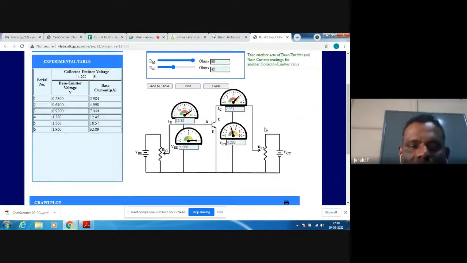What do you need to do? Input varies, output should be constant. In the output you set one value. That is the output value you put for this voltage, with the corresponding change for the input. That is called the input characteristics of the common emitter configuration. Only the input varies; you fix the output, whatever you choose, say 3 volt.